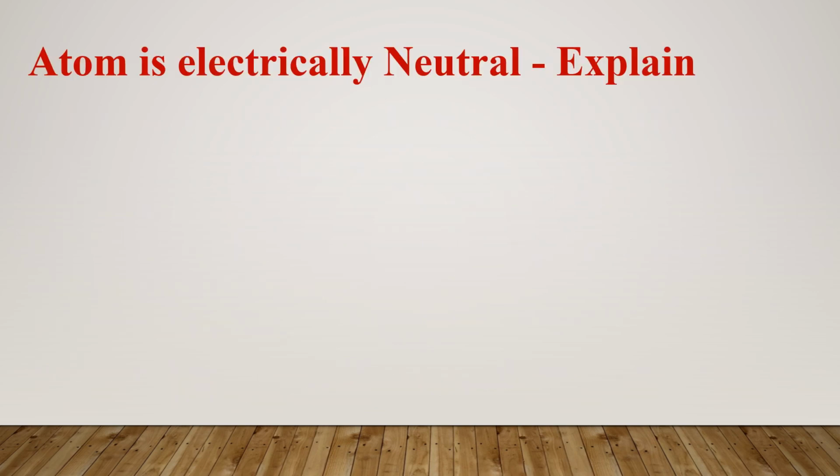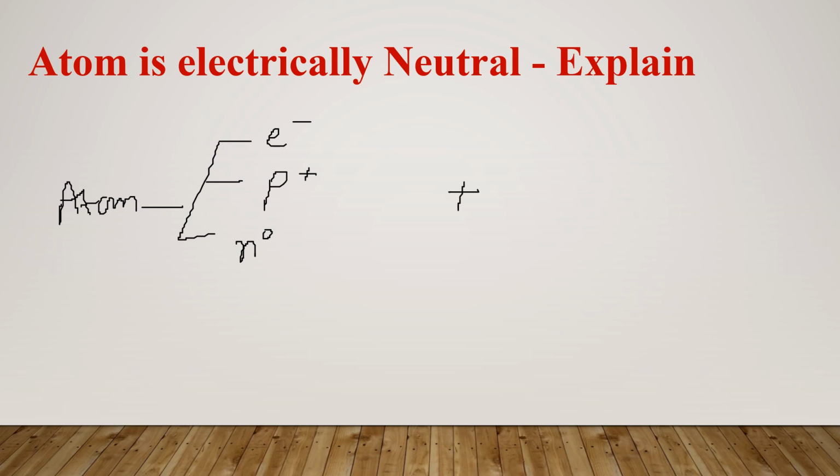Next question: atom is electrically neutral. Why? You have to explain. So, an atom contains three subatomic particles. They are electrons, protons, and neutrons. Electrons are negatively charged. Generally, we denote them as e minus. Then protons are p plus, because they are positively charged, and neutrons are neutral.